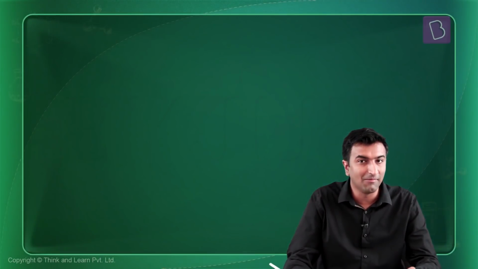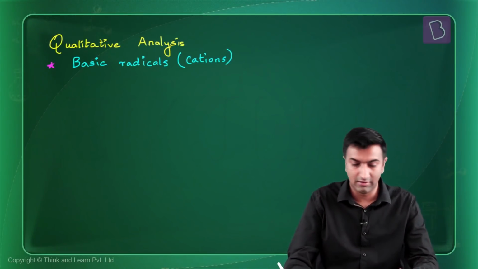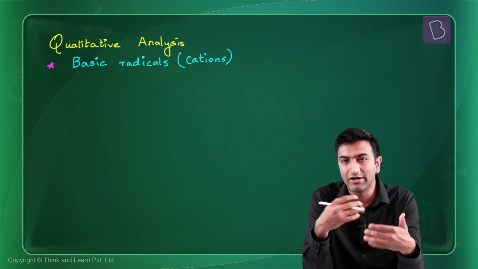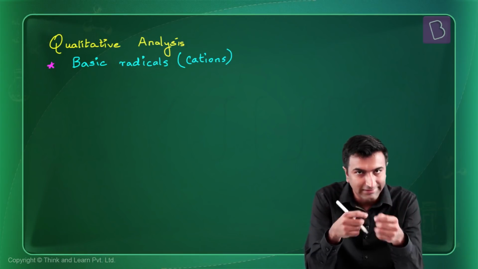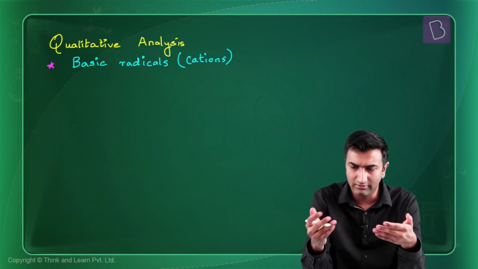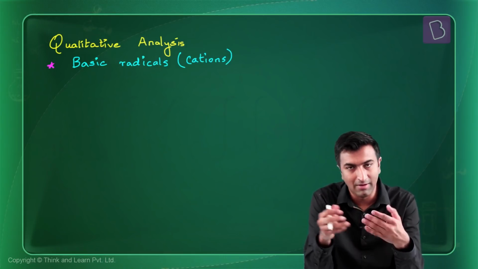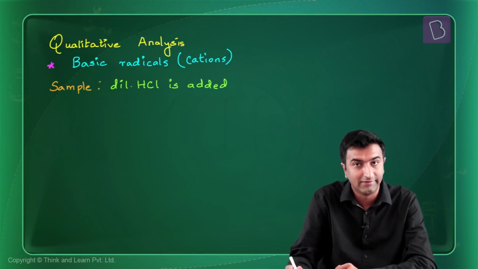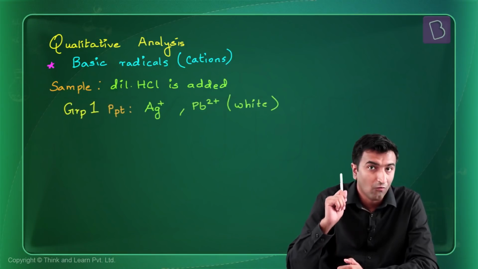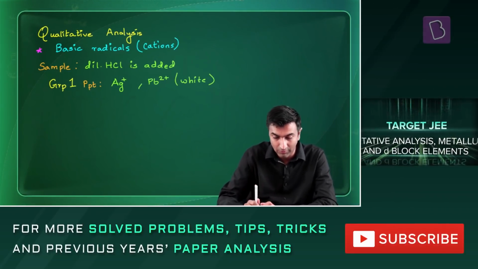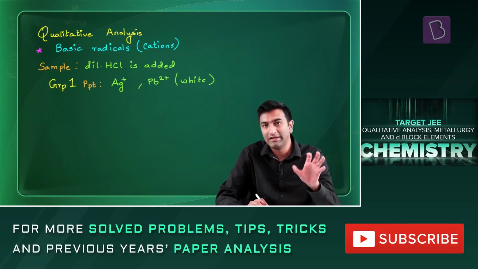Anyway, let's get started with the basic radicals first. So how do you do this? There's a flow chart to this. And that's what you will see one by one. You start with the sample and you put some reagents on it one by one. So first you start with dilute HCl. Now this will rule out the group 1 elements that are in your syllabus, that's Ag+ and Pb2+. If it's a white precipitate, it could be either of these two.